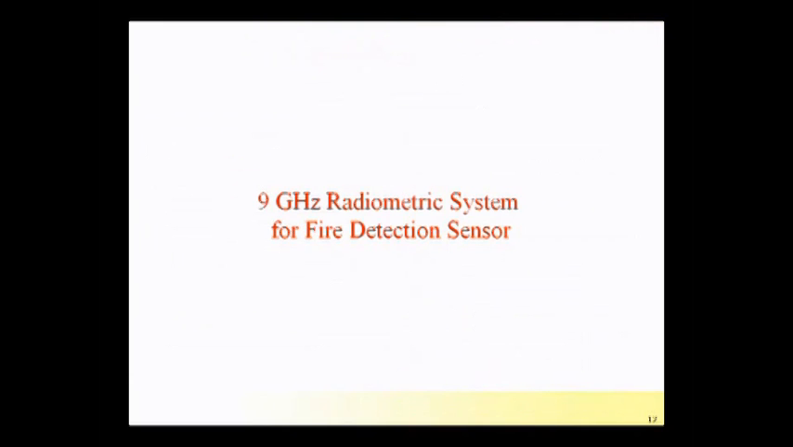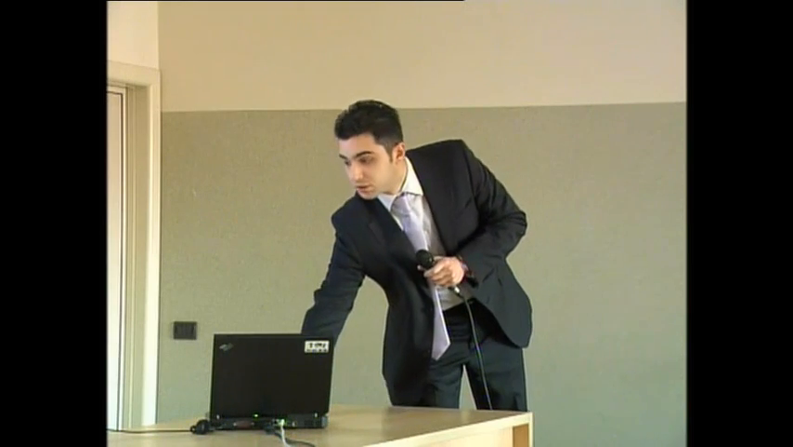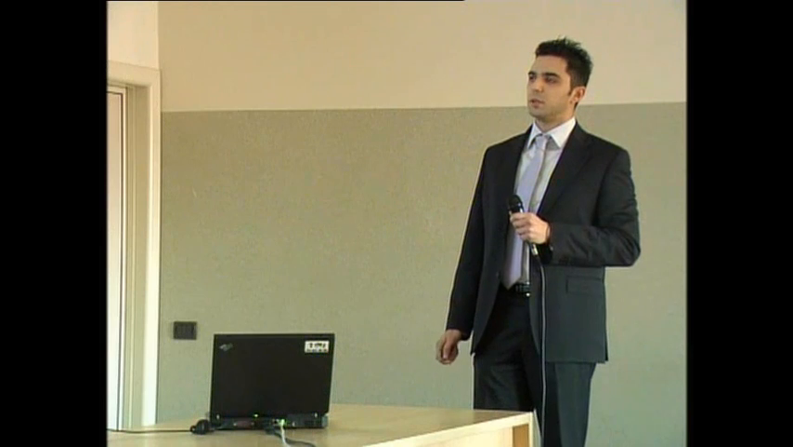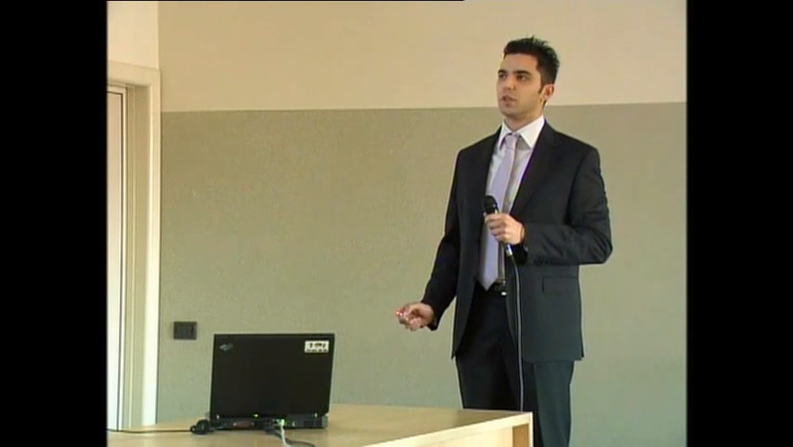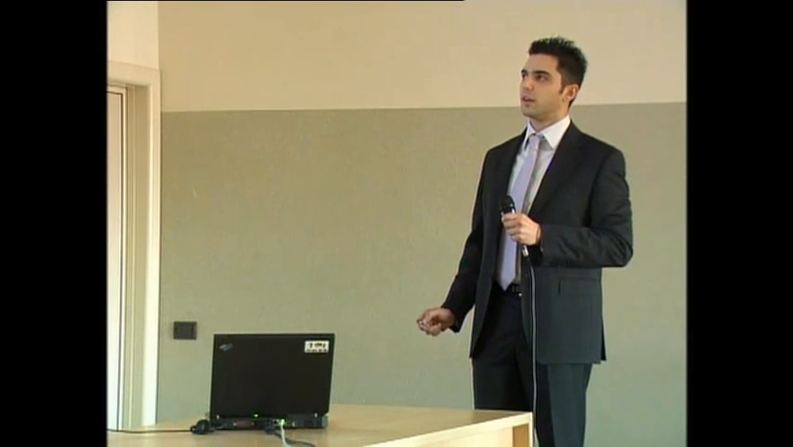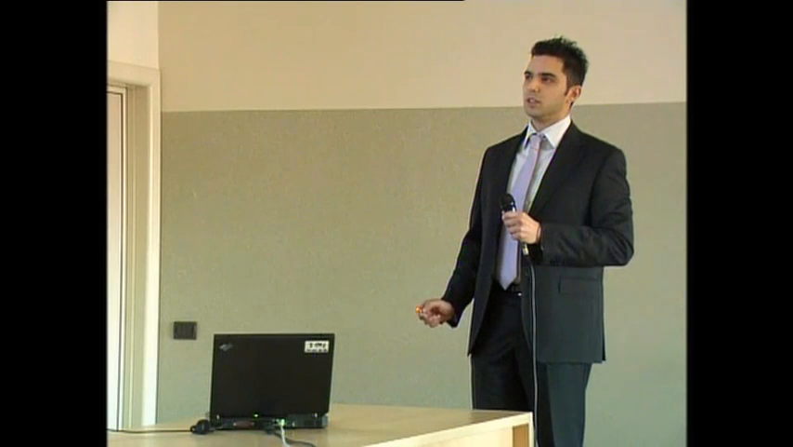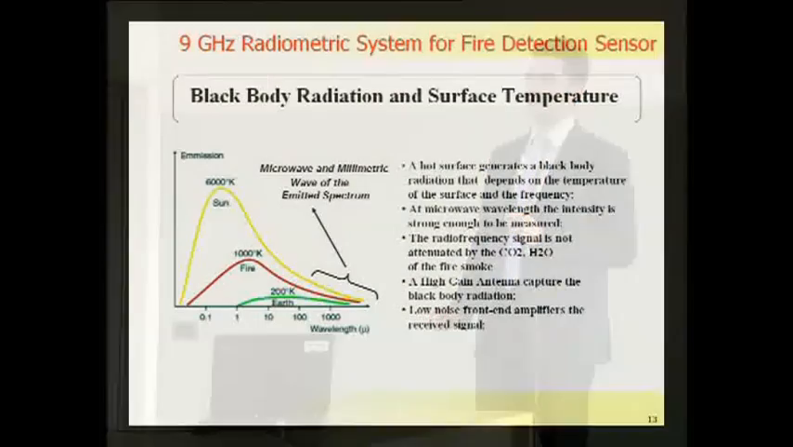After that, during my PhD, I designed a 9 GHz receiver system for a fire detection sensor, and this work was implemented during my first and second year of PhD. We start with a short physical description. We can say that the outer surface generates a black body radiation that depends on temperature, for example if you look at the sun, the fire, or the earth, and on frequency. So, changing the temperature and the frequency, we have different emission.